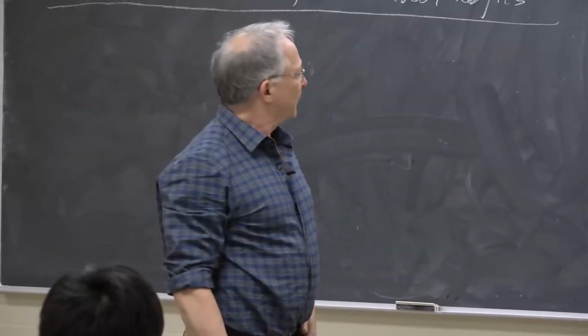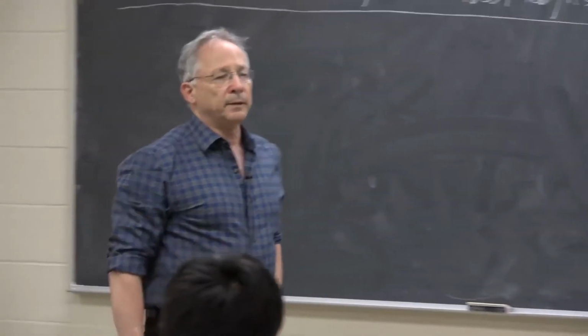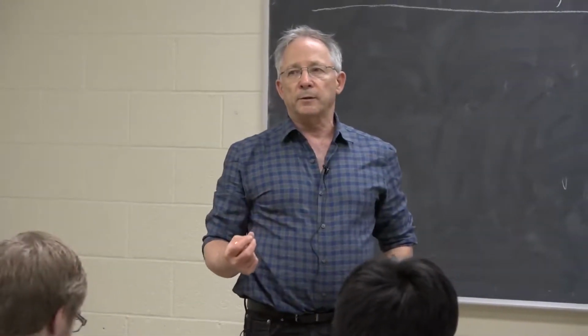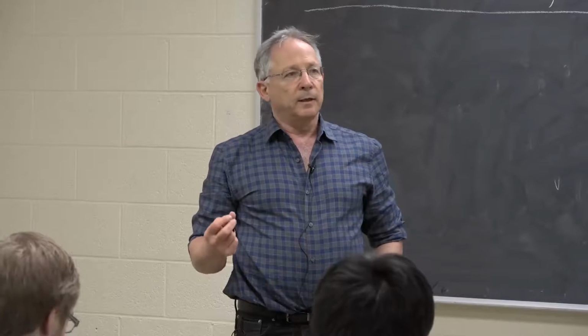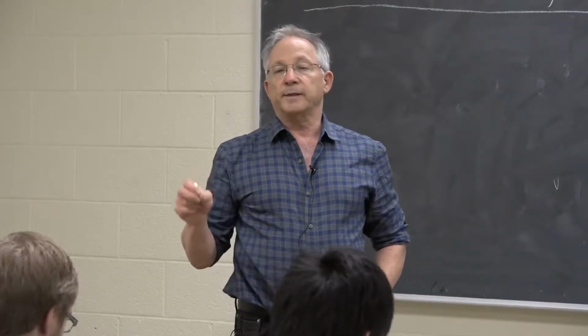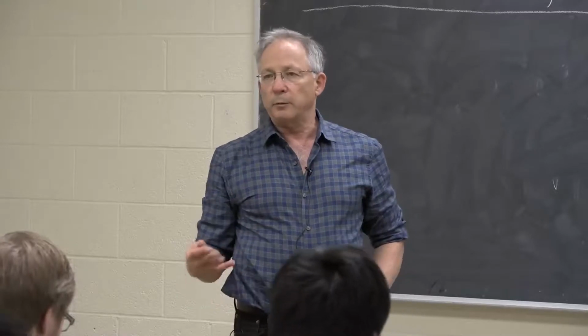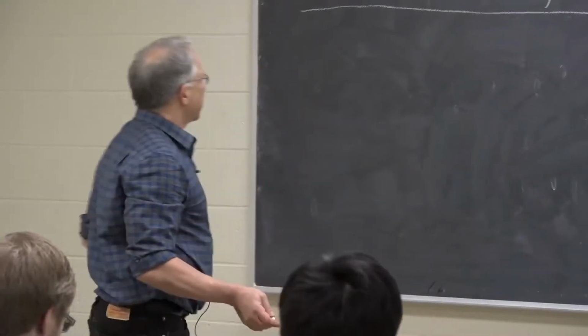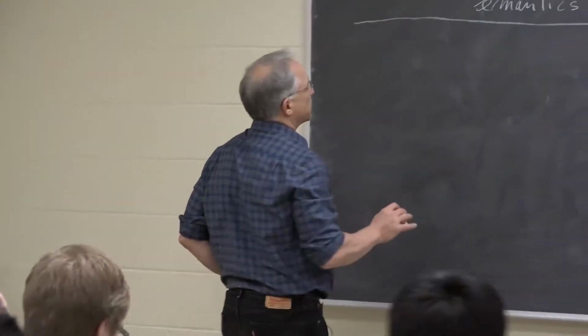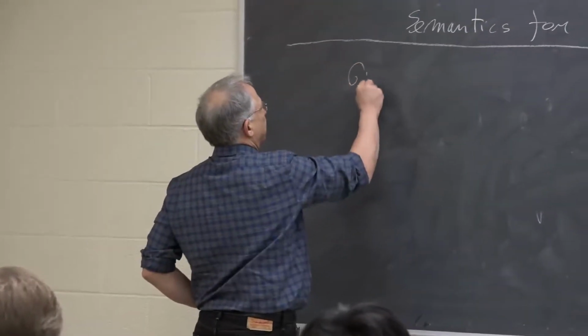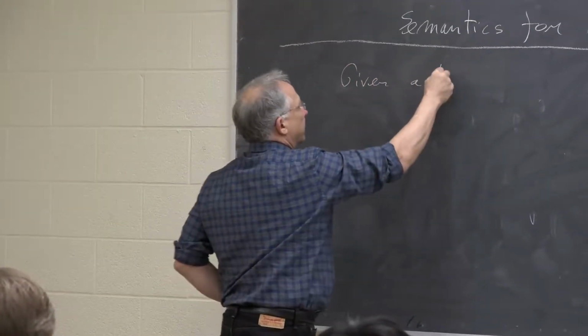So the first thing to note is that for propositional calculus, in order to define semantics, all that we needed was a truth assignment to the variables. Now we have a much more complicated system. So in order to define semantics, we start with a language. So we are given a language.